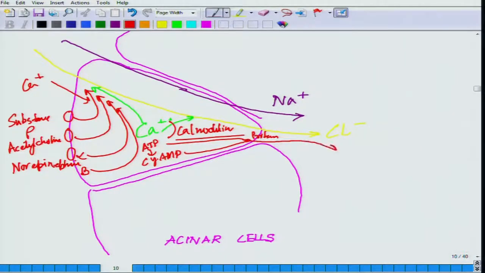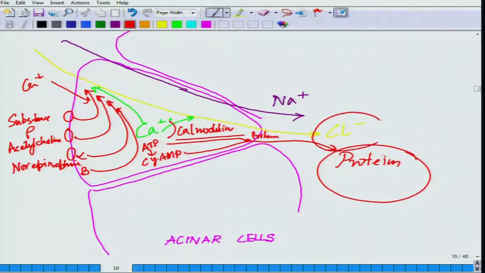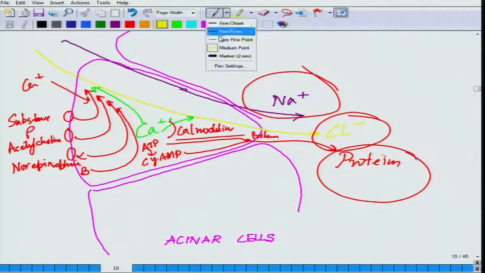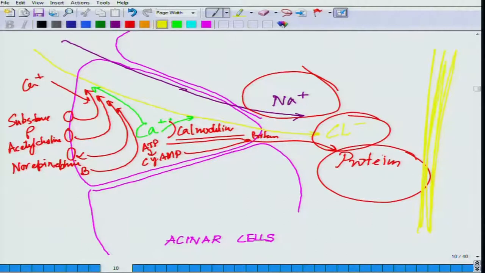So, these proteins are also entering here. So, now you have proteins which are entering here, then you have the chloride which is entering here, you have the calcium which is entering here, and all these eventually form that whole saliva which is formed out here. This is what makes your saliva.